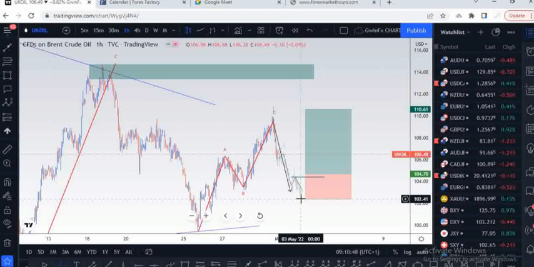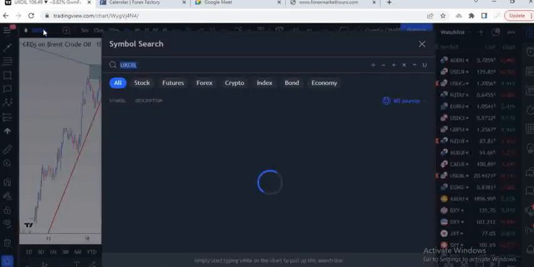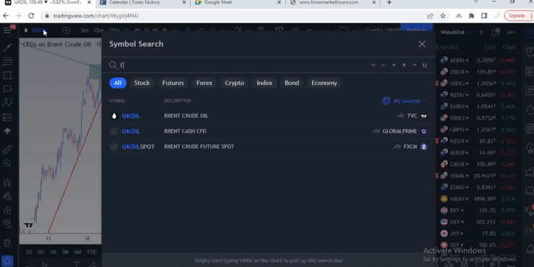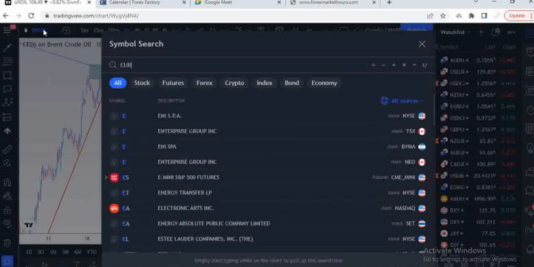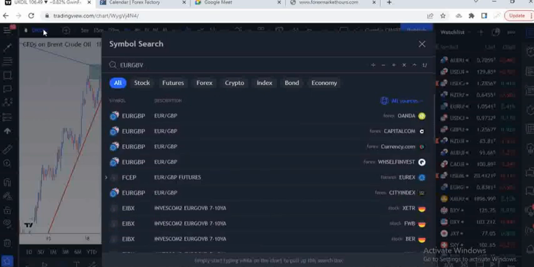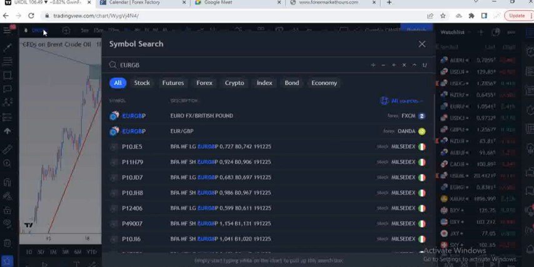Looking at this one here, I think there is still more I want to see before I start looking for short opportunities, but I'm cool with the long opportunities, or the long bias I am on right now. So let's look at another one here, GBP, Euro GBP.